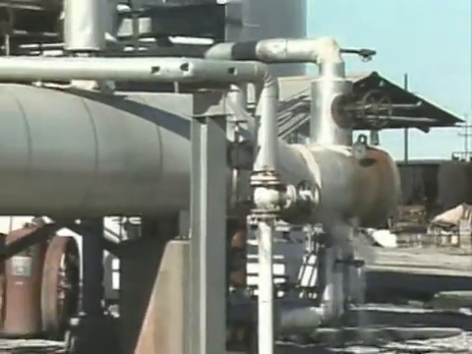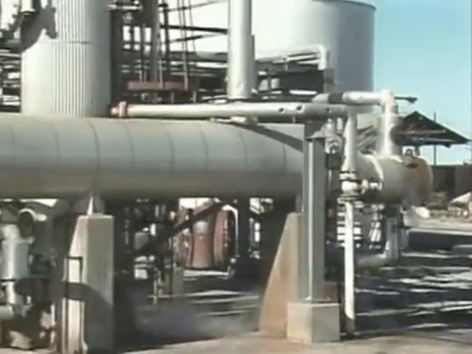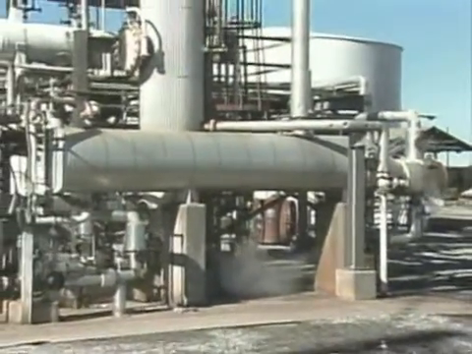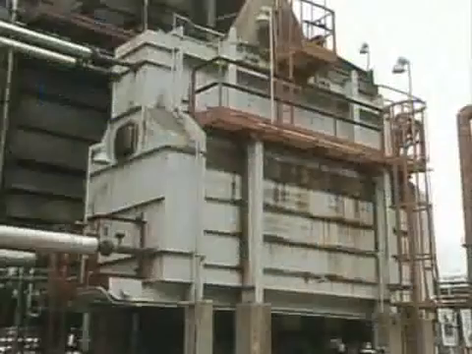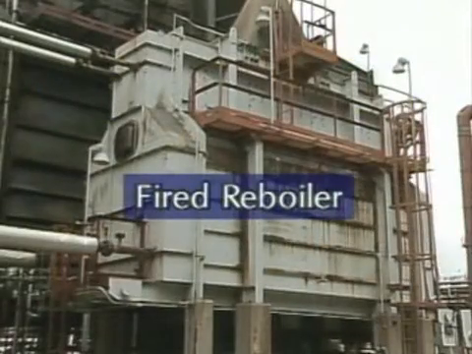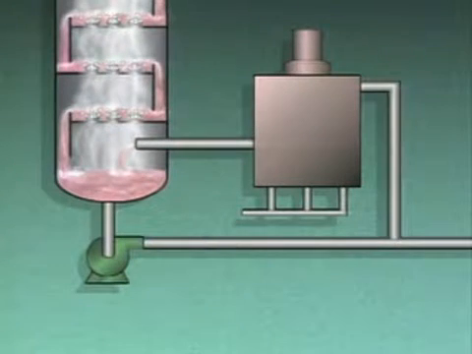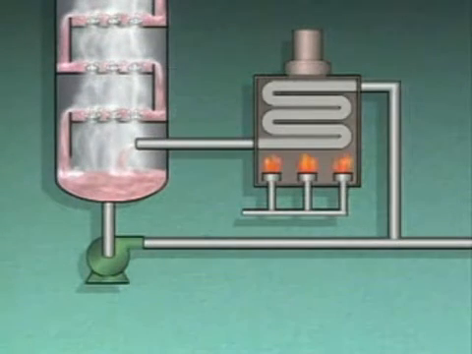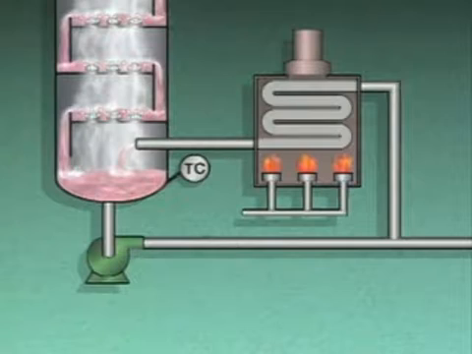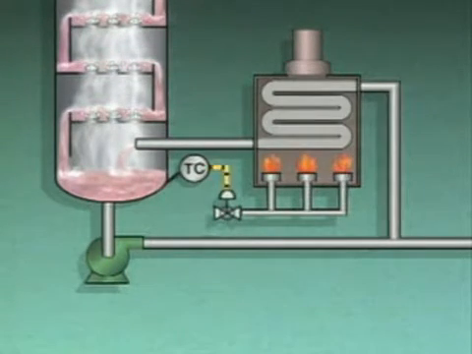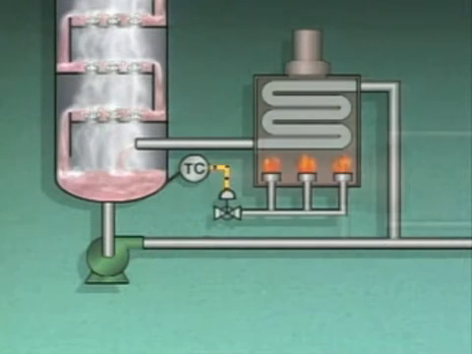Most distillation systems use some type of reboiler as the main source of heat input to the column. Two types of reboilers are shell and tube reboilers and reboiler furnaces, or fired reboilers. In a typical fired reboiler, oil or gas is burned in a furnace to heat the bottom's liquid that's pumped through the reboiler and back into the column. A temperature controller regulates the amount of heat input to the column by adjusting the fuel flow to the reboiler.